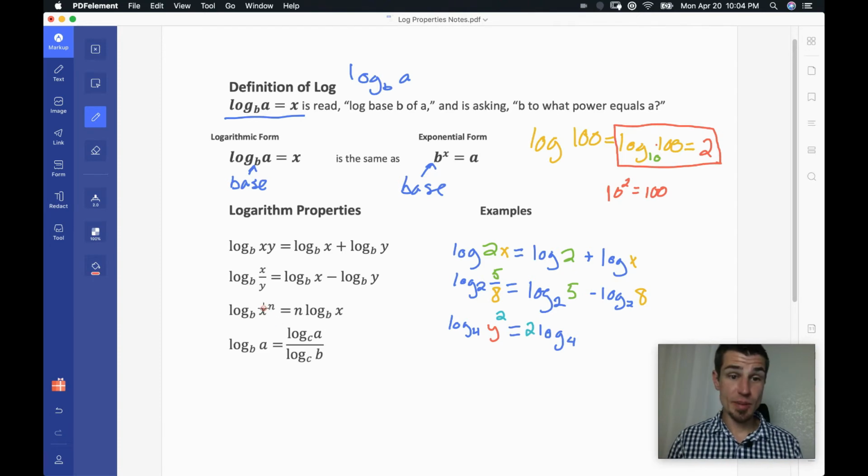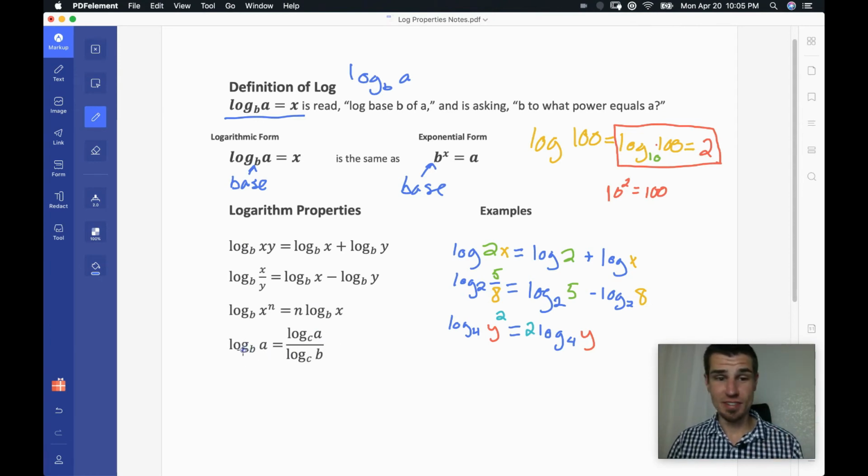What happens to our base? Nothing. It just stays there. So our base is a 4, and we'll keep this as 4. This is what we call the power property of logarithms. Log base b of x to the n power is the same as n times log base b of x. And last but certainly not least, we have the change of base formula.